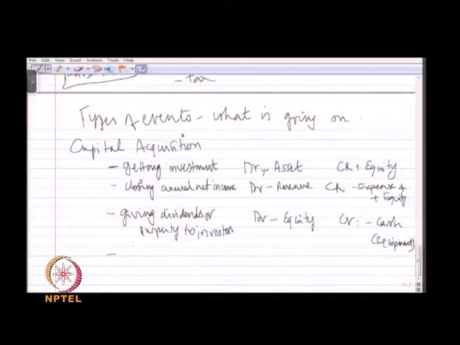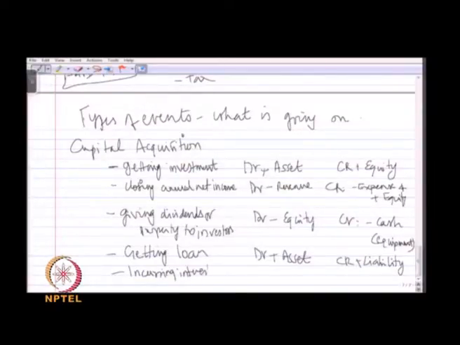Or let us say you are obtaining a bank loan, getting a loan from the bank, which means you are getting cash, and by way of that you are increasing your liability. For this loan you are incurring interest. So, the interest expense, and credit plus liability, or if you are actually paying cash, then it is minus cash.